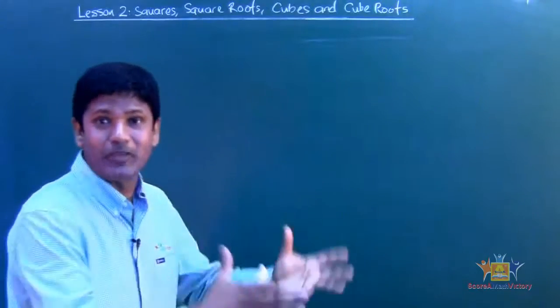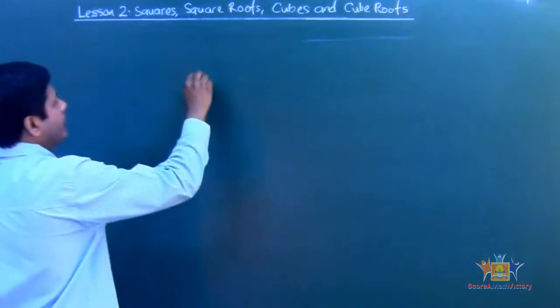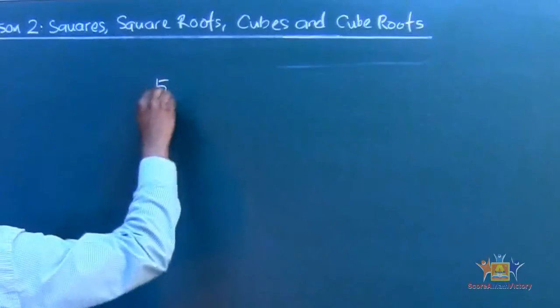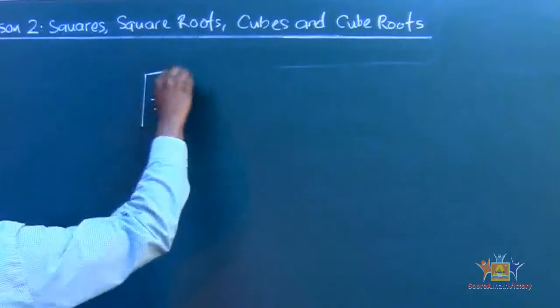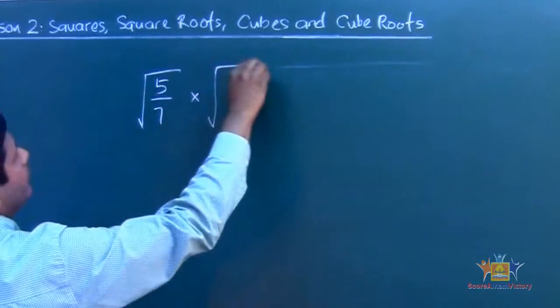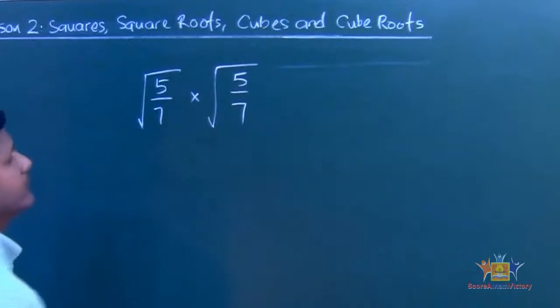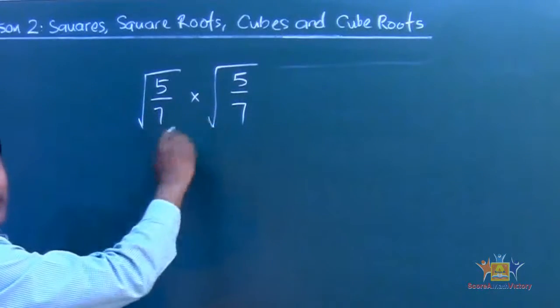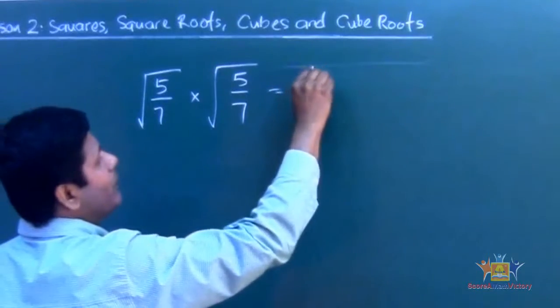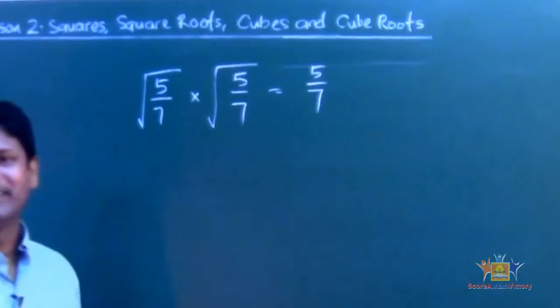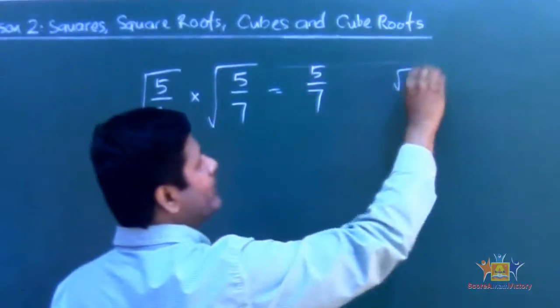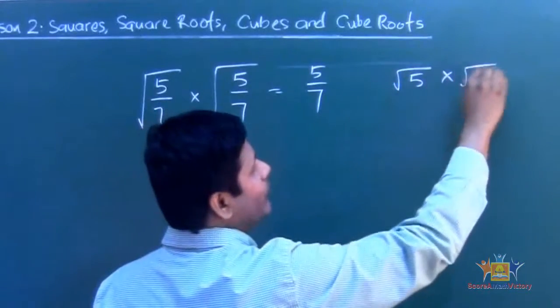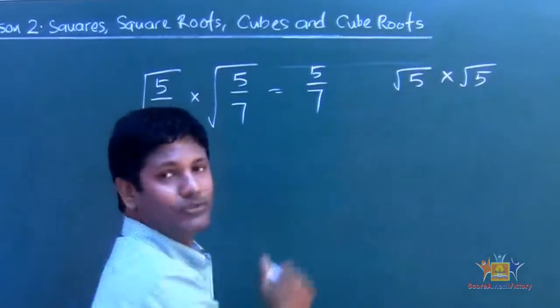Alright, my dear students, let's talk more about it. Let's say, for example, if I were to give you the square root of 5 over 7 times the square root of 5 over 7. What would that be? Look at it, they're identical. It's going to be 5 over 7, just like what we learned earlier. 5 times square root of 5. Square root of 5 times square root of 5 will be what?